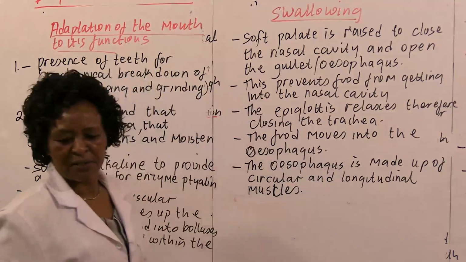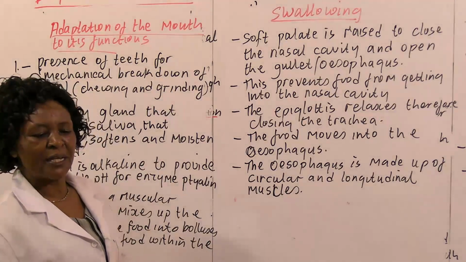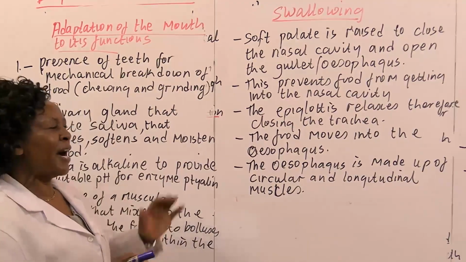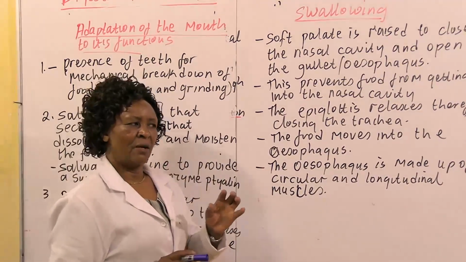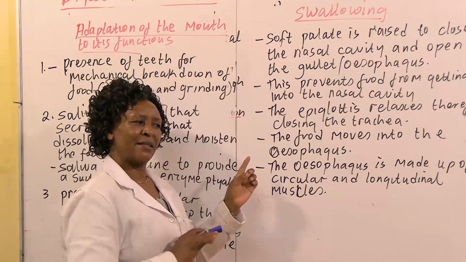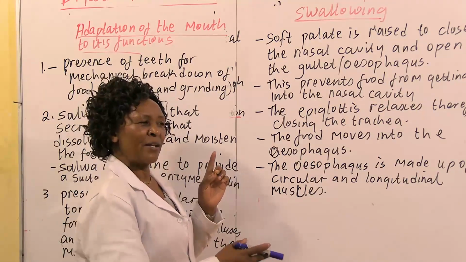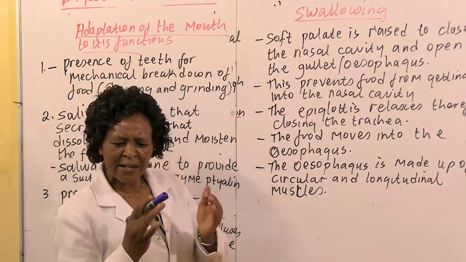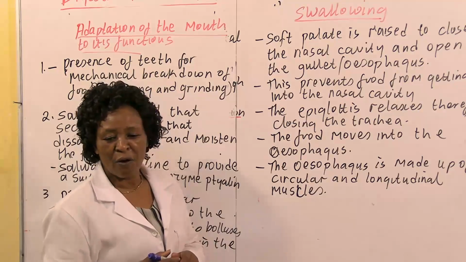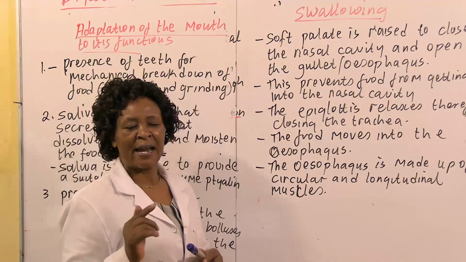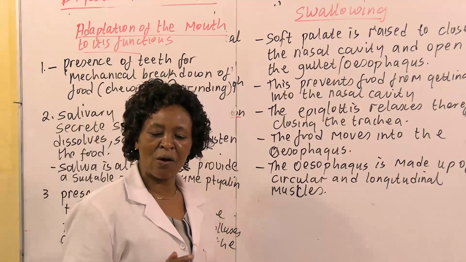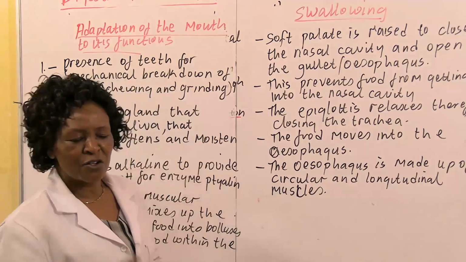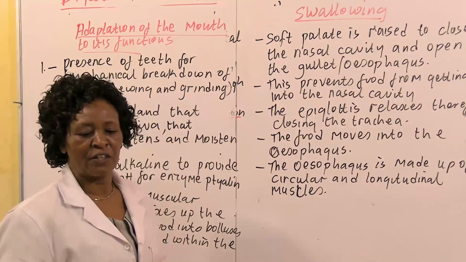Now, what is unique about these muscles? These two types of muscles contract and relax in opposite directions, or they are what you call antagonistic. When the circular muscle relaxes, the longitudinal contracts. When the longitudinal relaxes, the circular contracts. So they act in opposite directions, therefore creating a wave-like movement of food along the esophagus called peristalsis.